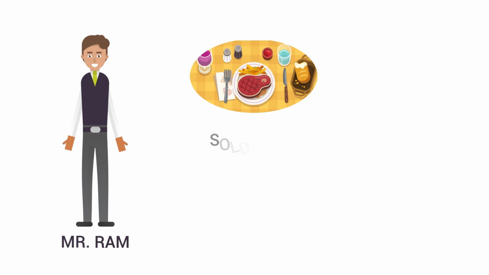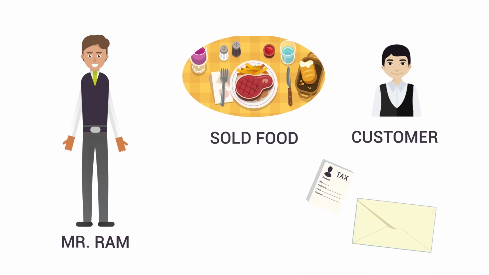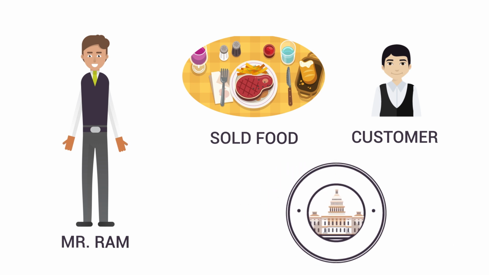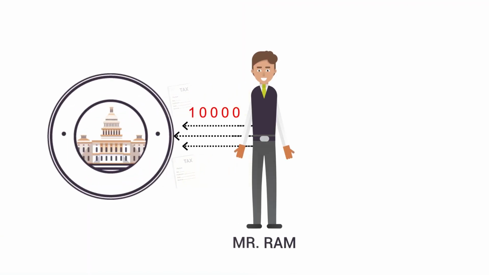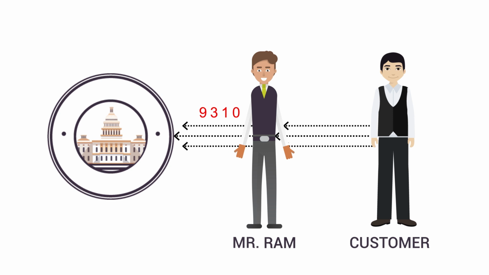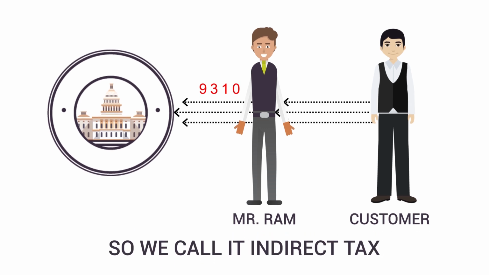Secondly, when Ram sold food to his customer, he charged tax on the food in the bill, collected it from customers and paid it to the government. In this case, although government has made Ram liable to pay tax, however he shifted the burden by collecting it from his customer and hence it's not paid out of his pocket, so we call it indirect tax.